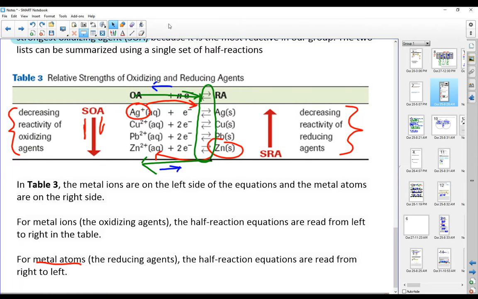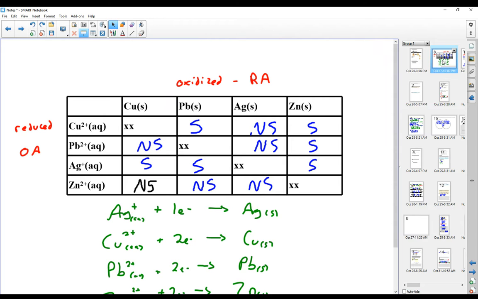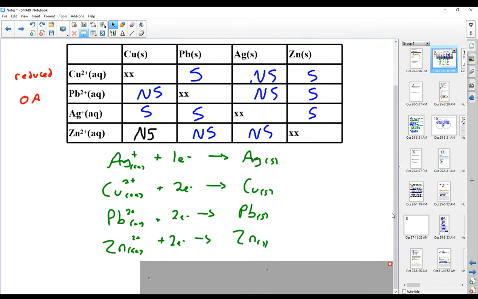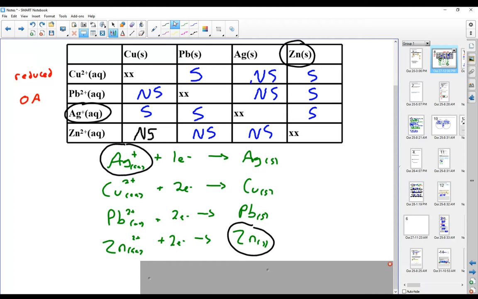All right. We're going to go back to this table here. It's already filled in this time around. And what we have is using our reduction table, we know that Ag+, which is right here, and we have zinc solid here, it is a spontaneous reaction. And again, we know that Ag+ was spontaneous with everything, and we know that zinc solid was spontaneous with everything.